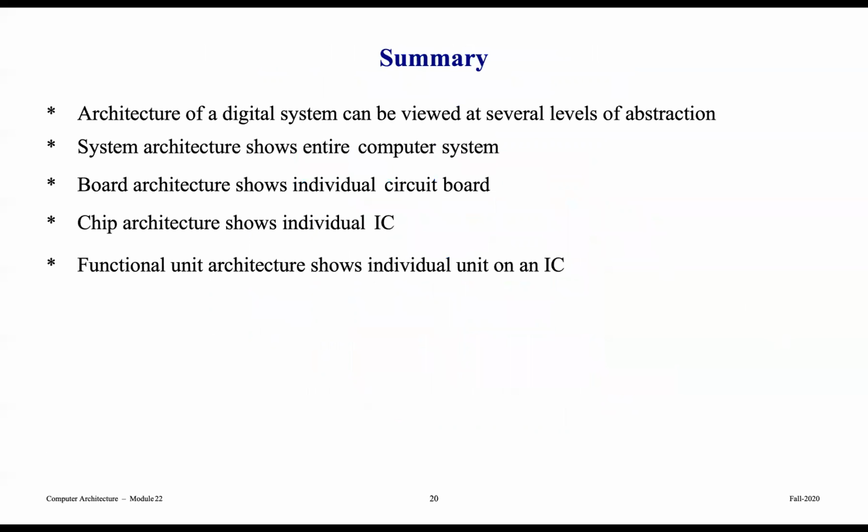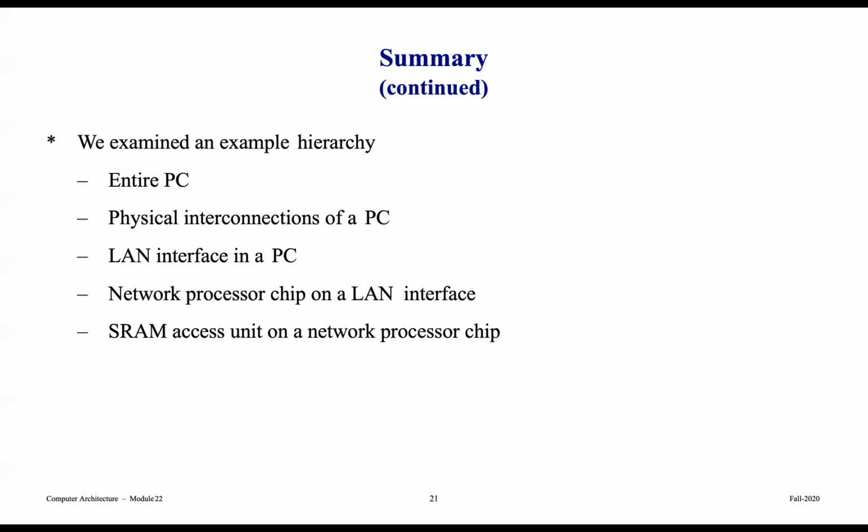So in summary, the architecture of a digital system can be viewed at several levels of abstraction. The system architecture shows the entire computer system. Board architecture shows individual circuits, and the chip architecture shows individual ICs. So we have system, board, and chip. And the functional unit architecture shows individual units on an integrated circuit. We saw examples of the hierarchy that can be there.